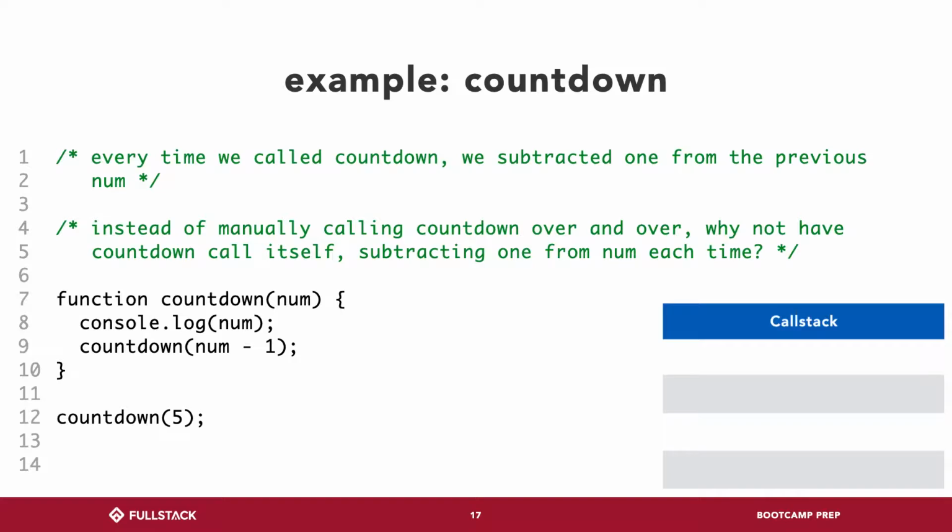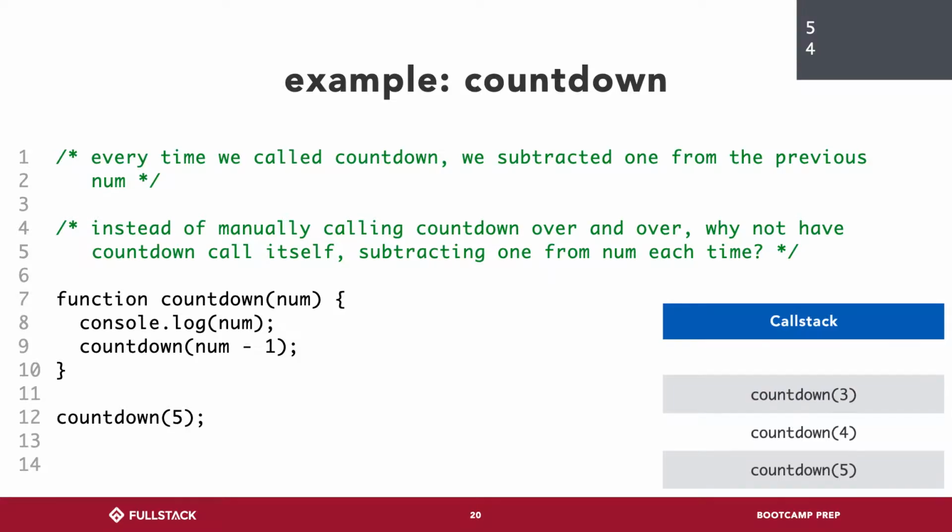So we call countdown with 5. So countdown with 5 goes on. So we get 5. Then we call countdown of 5 minus 1, 4. So countdown of 4 goes onto the call stack, right? Then countdown of 4 runs, and it console logs number, and the number is 4. So we get 4. Is everyone with me?